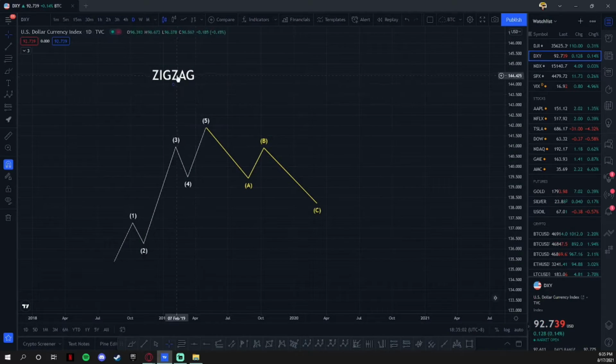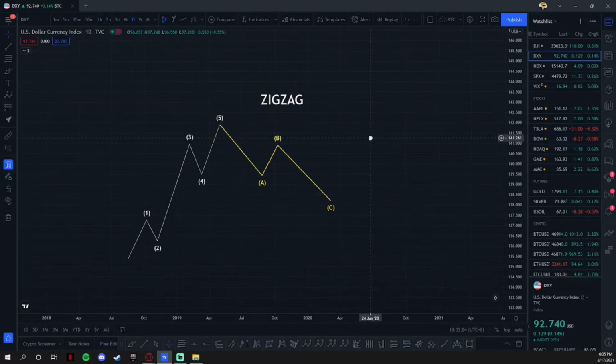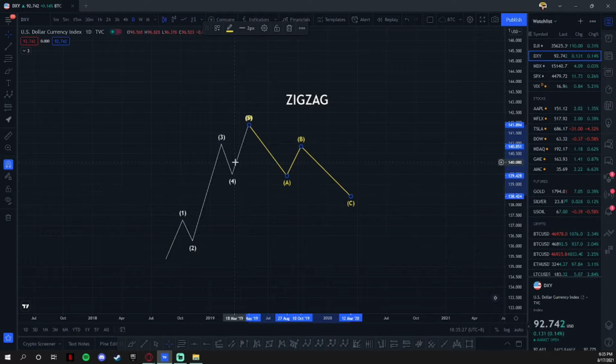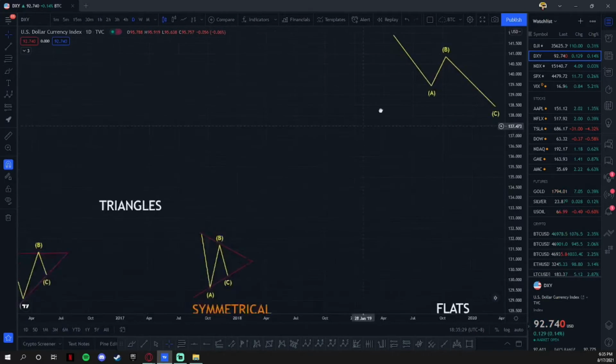The next pattern we have is a zigzag pattern. So we have our 5 impulse waves up, then we have our ABC zigzag, where the B wave is the shortest wave. This can happen twice or even 3 times, with zigzag patterns linked together. All right, so that's it. Let's move on to the triangles.